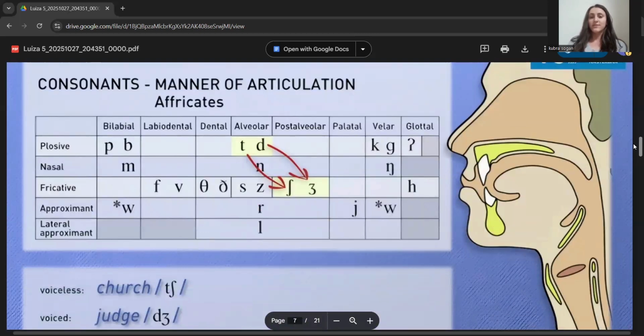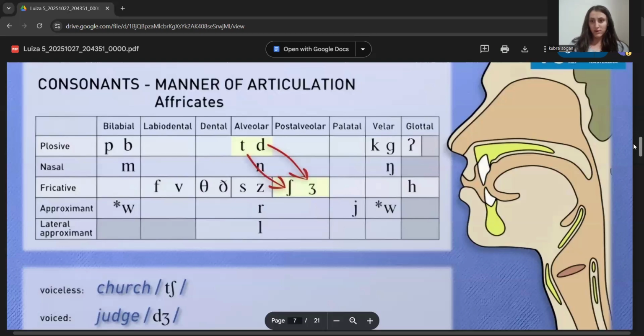Affricates are like diphthongs that we have seen in vowels. You pronounce two consonants together, but it sounds like one long consonant. The English affricates begin as a plosive and end in a fricative. The voiceless affricate begins as t and ends in sh, as in church, and the voiced affricate begins as d and ends in j, as in judge.